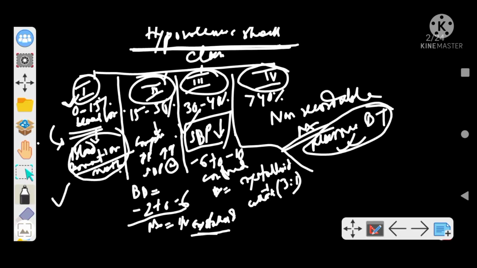In class 3 with 30 to 40% blood loss, systolic blood pressure decreases, which is the important change. Base deficit is -6 to -10, the patient is confused, and management is with IV crystalloids and colloids in the ratio 3:1. In class 4, where there is more than 40% blood loss, the parameters become non-recordable and we have to give massive blood transfusion. In the next slide we will see what massive blood transfusion is and the related complications, TRALI, TACO, everything we will see in our next slide.